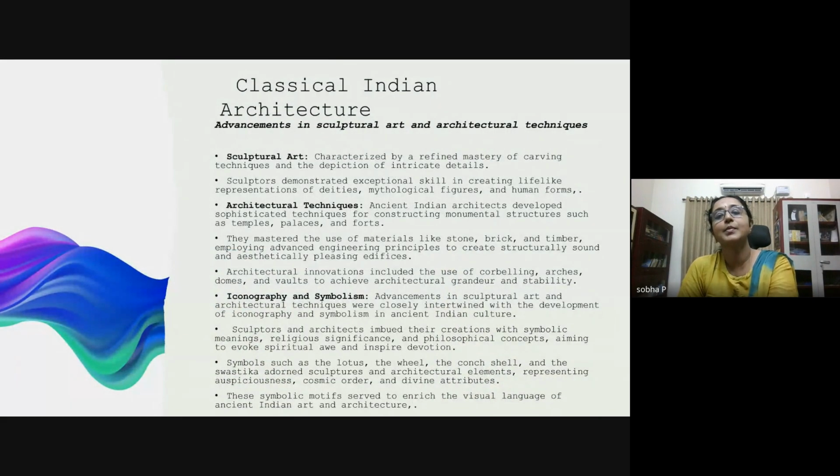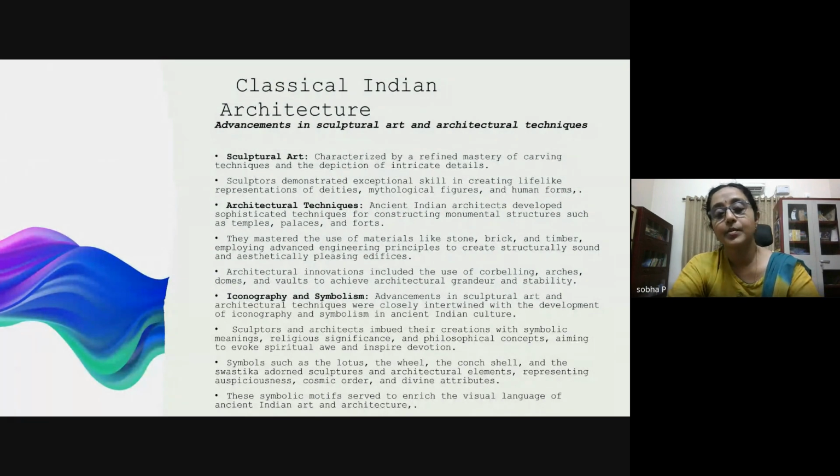So the advancements in classical Indian architecture, in both sculptural art as well as architectural technique, were characterized by a refined mastery of all those techniques with intricate details. Sculptors demonstrated exceptional skill in creating lifelike representations of deities, mythological figures, etc. And for constructing monumental structures such as temples, palaces, and forts, architects developed sophisticated techniques, using materials like stone, brick, and timber with advanced engineering principles in order to create structurally and aesthetically pleasing edifices. They included the use of corbelling, arches, domes, and walls for stability.